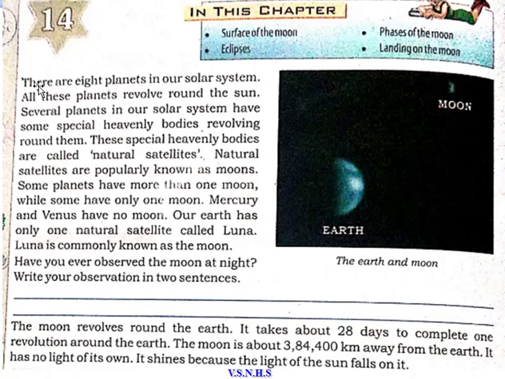It has no light of its own. It shines because the light of the Sun falls on it. We all know that the moon has no light. It reflects the light of the Sun. For this reason we can only see the moon, due to the reflection of the Sun's light by the moon. Okay.